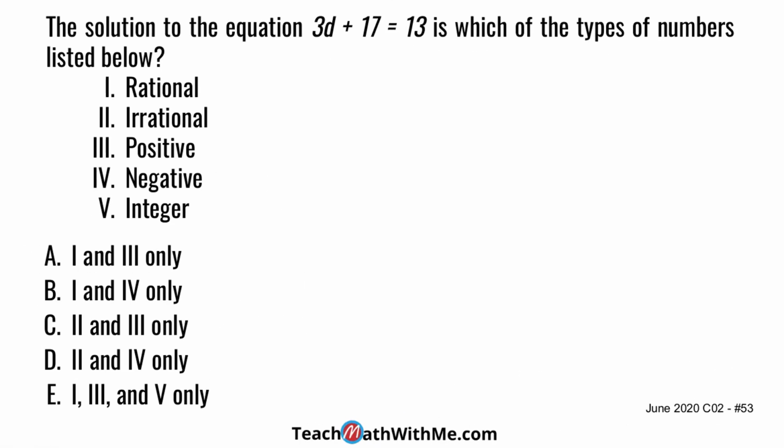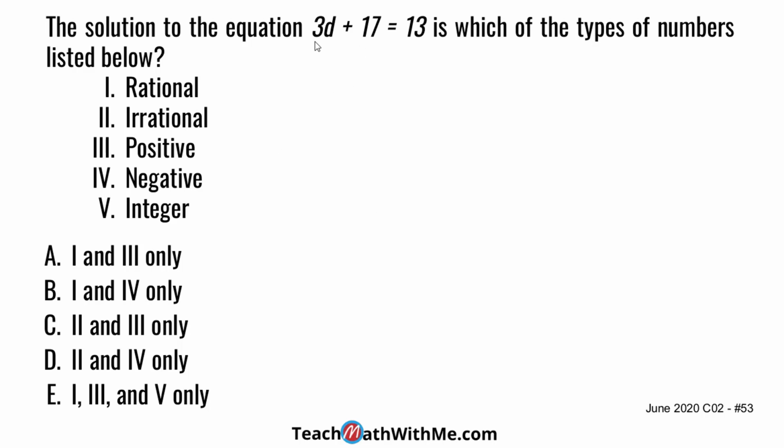Let's work this ACT math question from June 2020. It was question number 53, and it says the solution to the equation 3d plus 17 equals 13 is which of the types of numbers listed below? Rational, irrational, positive, negative, or integer.